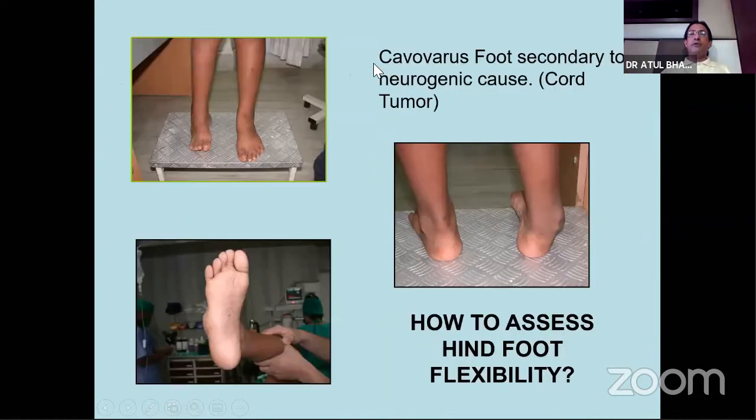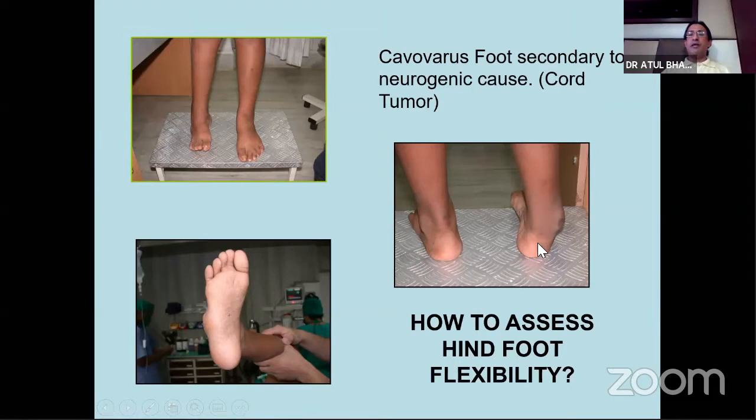Cavovarus foot is the commonest deformity which will come in the exam, and there are various causes. The commonest you will get is HSMN type 1 or 2, but don't forget to look at the spinal cord, because there are cases with cord tumors, with spinal dysraphism, where you can get a cavus foot. Usually it is unilateral unless it is part of HSMN, which then becomes bilateral.